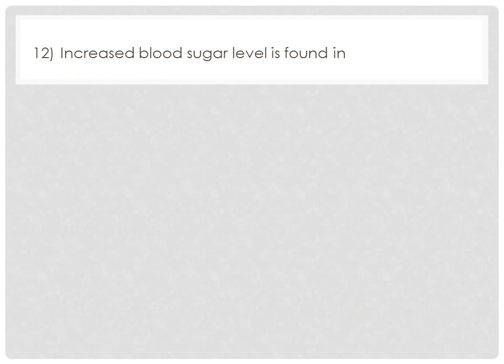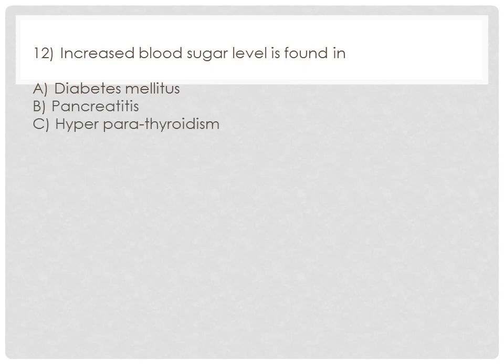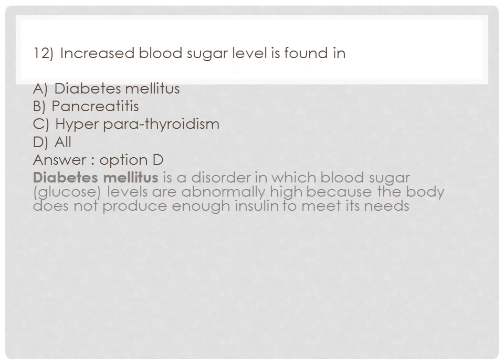Increased blood sugar level is found in. The options are A. Diabetes mellitus, B. Pancreatitis, C. Hyperparathyroidism and D. All of the above. And the answer is option D. All of the above. In all these cases, blood sugar rises.